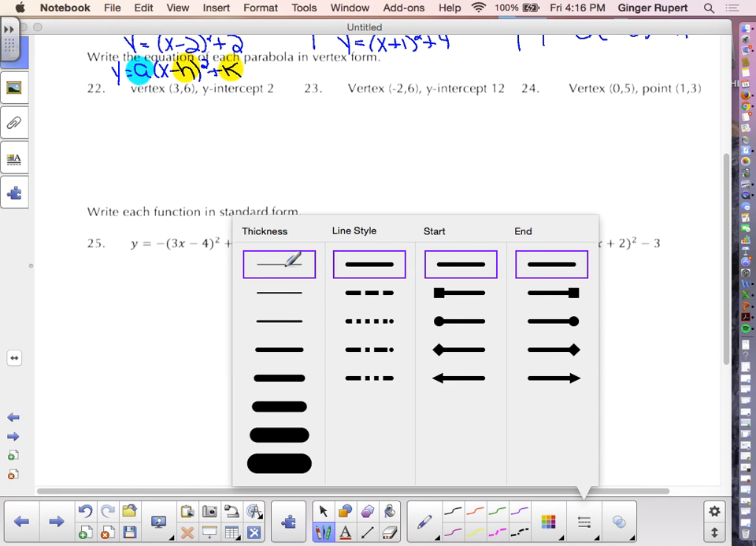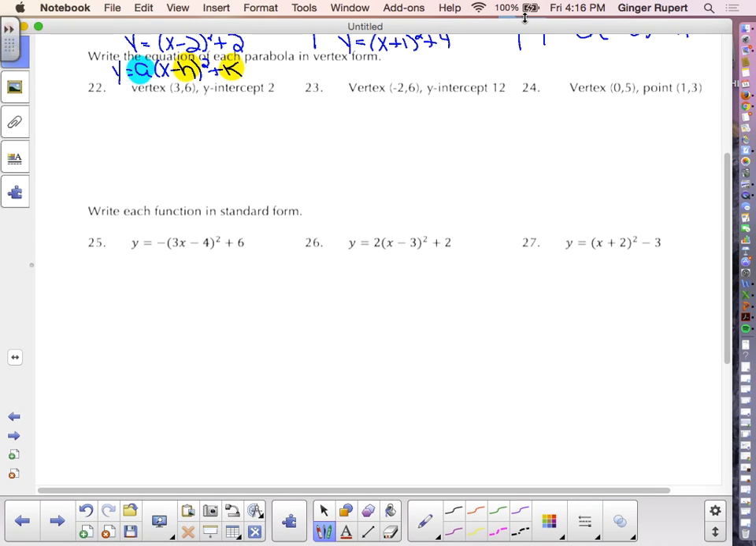I already have the vertex, so I can substitute that into my equation. So I'm going to have y is equal to a times (x minus 3) squared plus 6. But I still have too many variables in that equation to solve. I need to find a. I have this other piece of information that the y-intercept is 2. That means I have an ordered pair at (0, 2). I can substitute in that value of x and y into my equation. That will mean that I only have a left and I can solve for a.